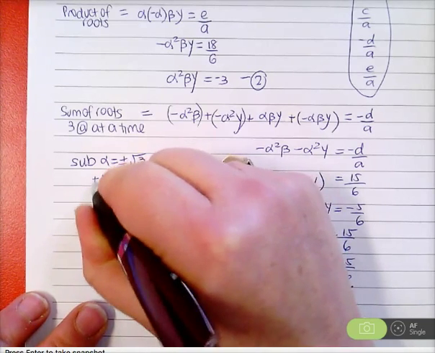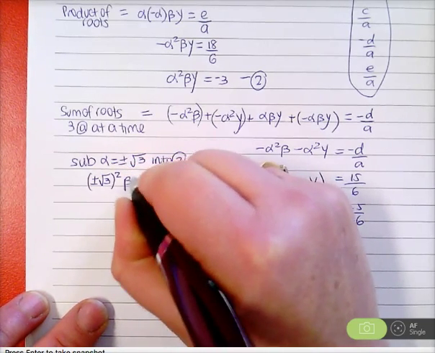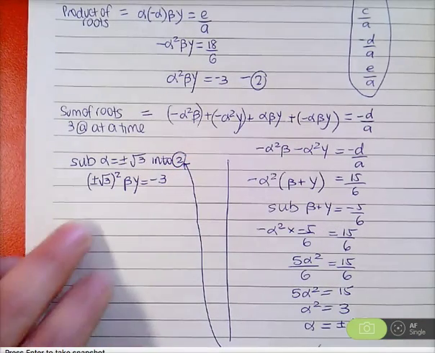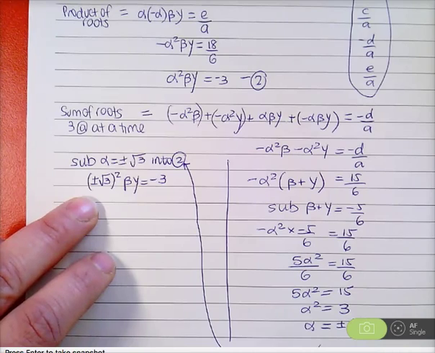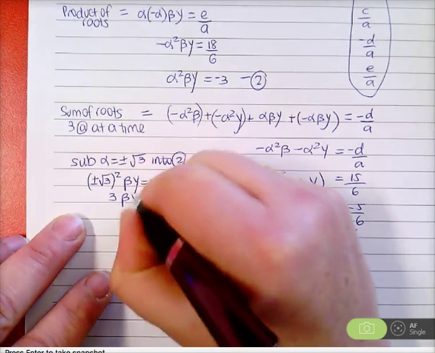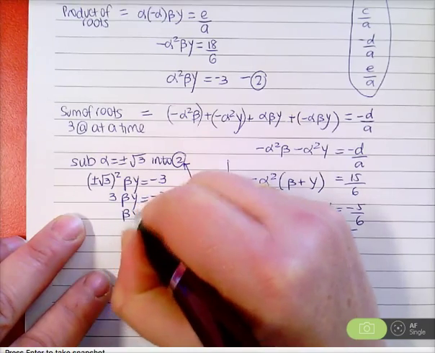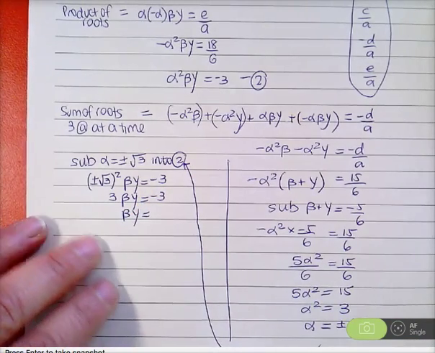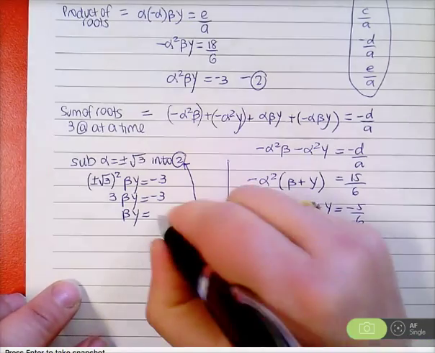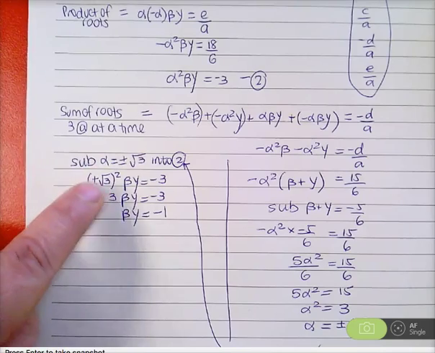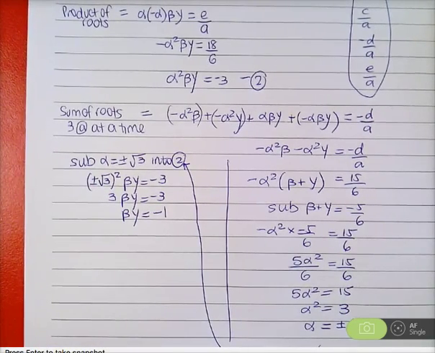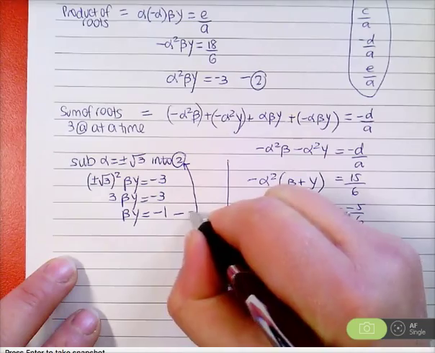I get plus or minus root 3 squared times beta gamma is negative 3. Well, no, because when you square the negative, you'd get a positive. So it's just 3 beta gamma is negative 3. So beta gamma is negative 1. So whether I do root 3 squared, I get 3, and if I do negative root 3 squared, it's negative root 3 times negative root 3, I get 3. So I'm going to call this one equation 3.